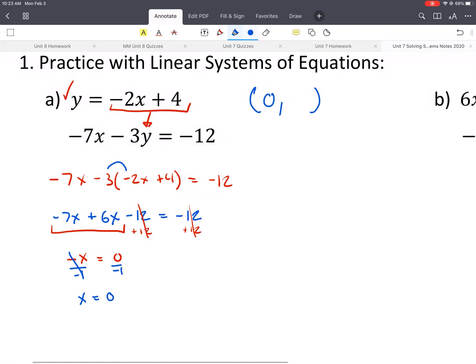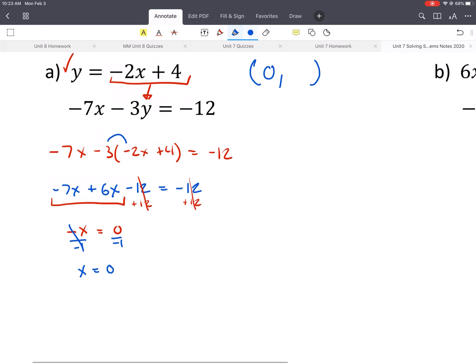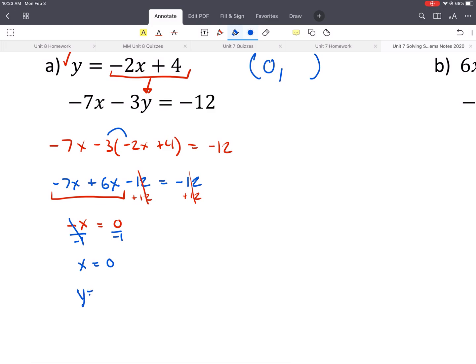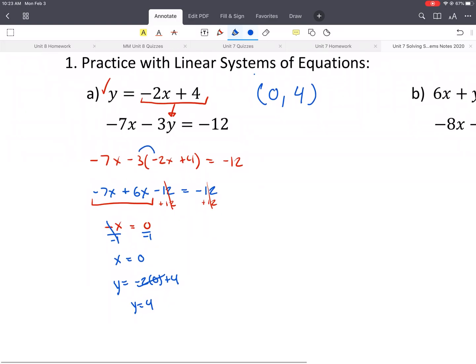Okay, these are all functions. Functions are things where you can plug in an x and it will pop out a y. So here we can plug it into either equation, it doesn't matter. Here I'd maybe want to do the first one because it's already solved for y. So we'd do y is equal to negative 2 times 0 plus 4. Negative 2 times 0 is 0. So we end up getting y is equal to 4. So we put it into our ordered pair, and that would be our answer. These two linear equations cross each other at this exact point, 0, 4.